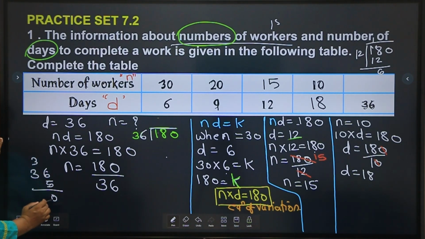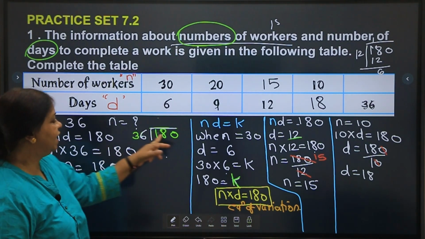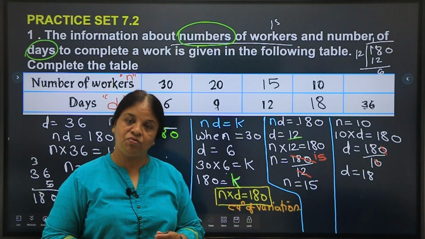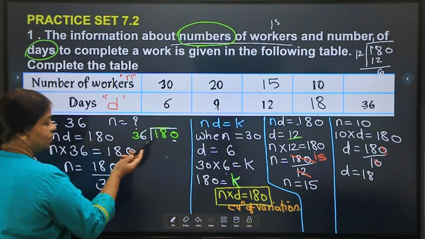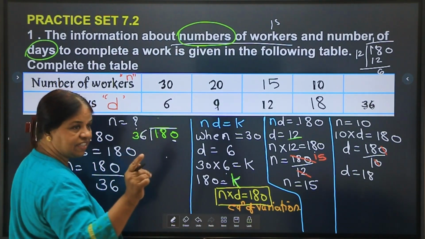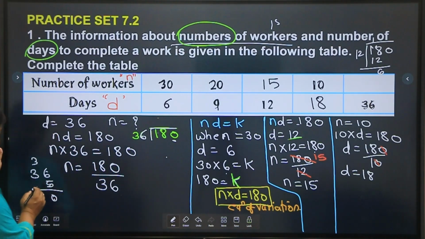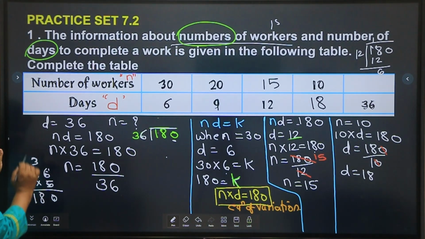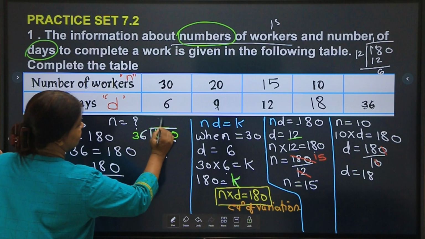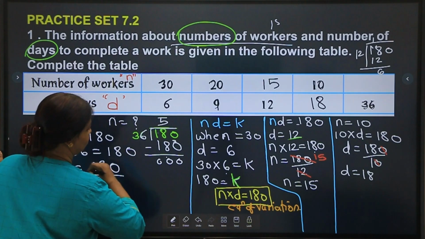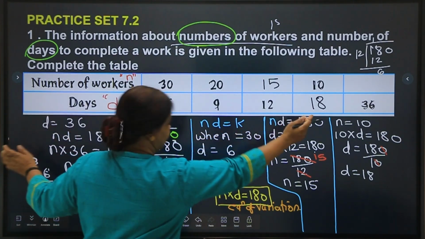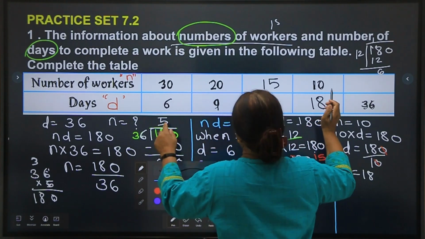Yeah, 5 6s are 30, 5 3s are 15 plus 3, 180. See children, why did I do 36 how many times will give you 180? Because I know here 0 and 6 multiplied with 5 will definitely give me 0, 5 6s are 30. So therefore, I multiplied 36 by 5: 6 5s are 30, 3 carry, 5 3s are 15 plus 3, 18, so 180. 36 5s are 180, minus 180 is 0. So when d is equal to 36, n is equal to 5.